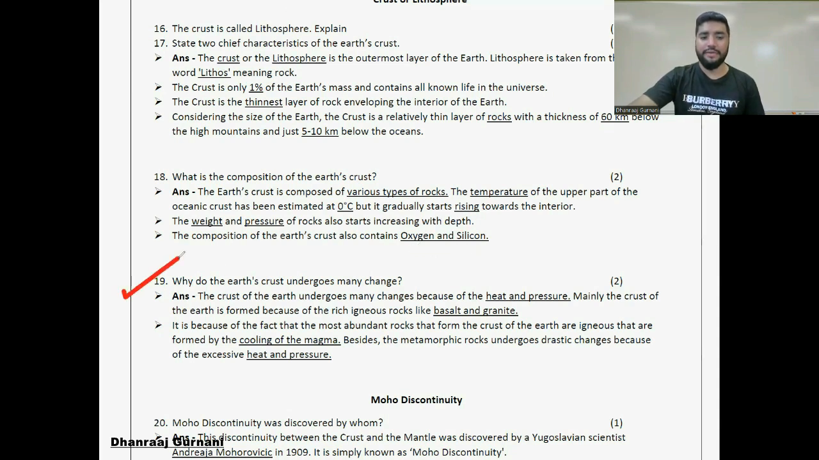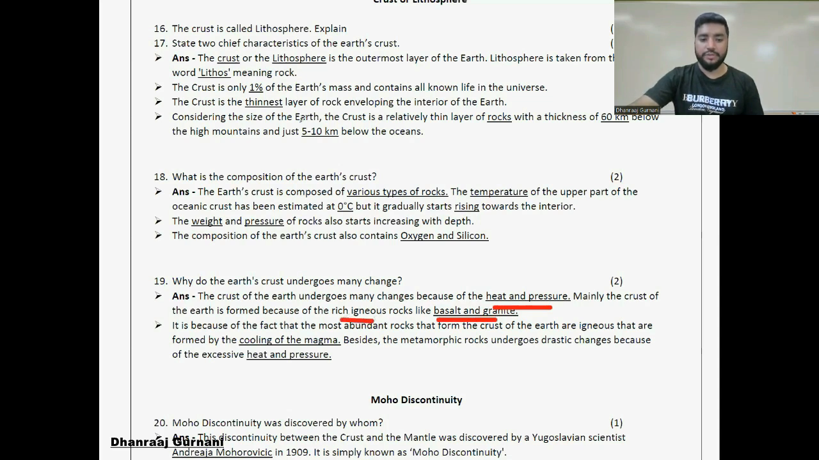Question number 19. Why does the Earth undergo many changes? Again, 2 points. The crust of the Earth undergoes many changes because of heat and pressure. Mainly, the crust of the Earth is formed of rich igneous rocks like basalt and granite.